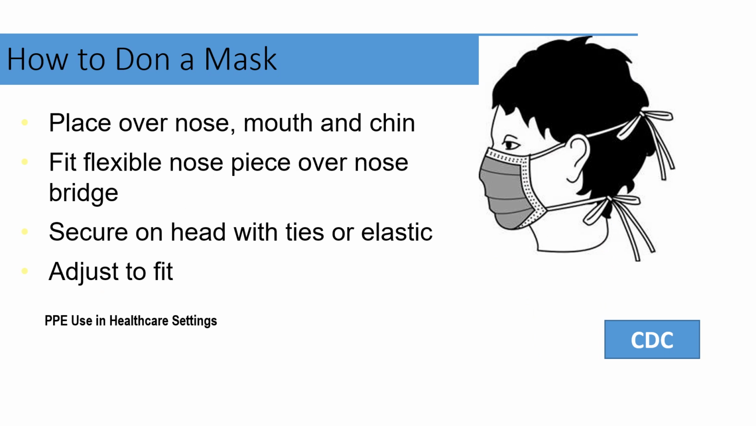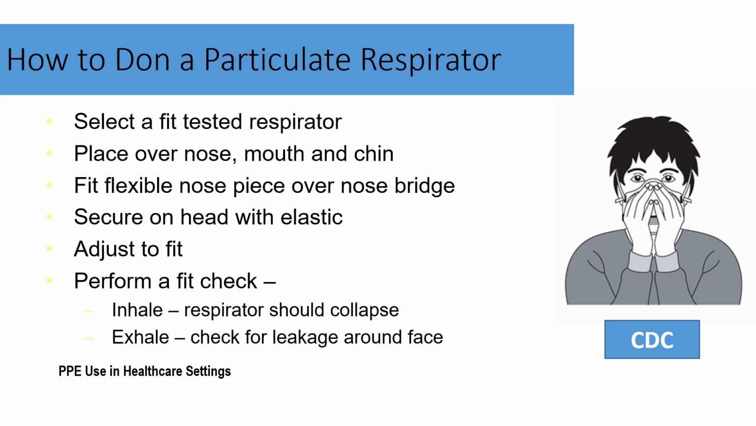How to don a mask? Place over the nose, mouth, and chin. Fit flexibly, with the nose piece over the nose bridge. Secure on the head with ties or elastic. Adjust to fit. For a respirator, select a fit-tested respirator. Place over the nose, mouth, and chin. Fit the flexible nose piece over the nose bridge. Secure on the head with elastic. Adjust to fit and perform a fit check. Inhale, the respirator should collapse. Exhale, check for leakage around the face.